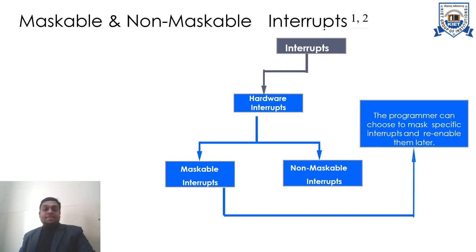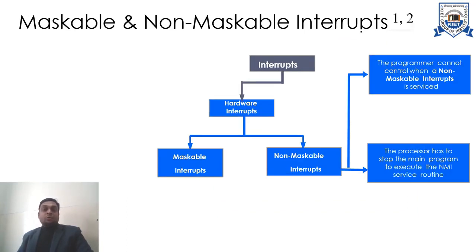Now, a maskable interrupt is an interrupt which can be masked. Masked means paused and re-enabled later. A programmer can pause them and re-enable them later. Non-maskable interrupts are those interrupts which cannot be controlled by the programmer. A programmer cannot control the non-maskable interrupts. The processor has to stop the main program and execute the NMI service routine. This is the highest priority signal. Once this signal goes high or is generated, at that time the processor has to stop the main program and execute the NMI service routine.